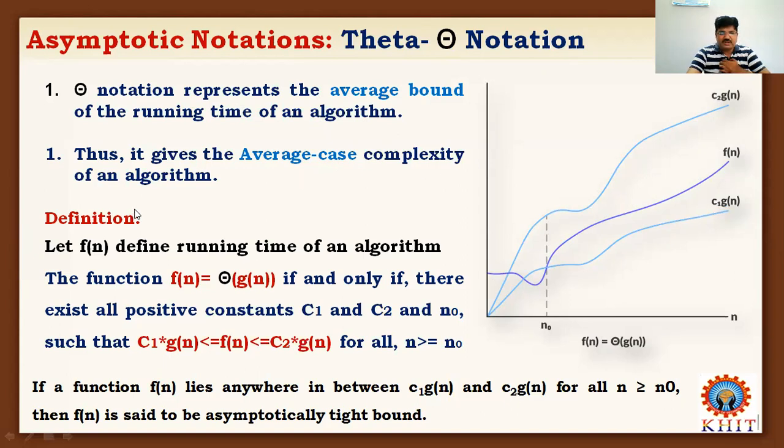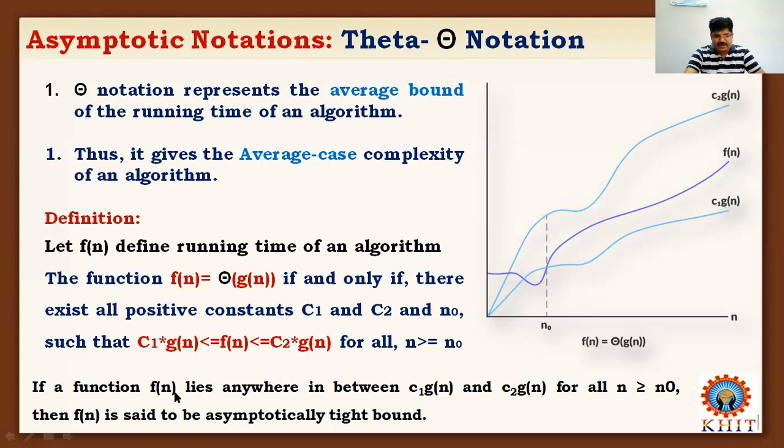And coming to the definition, the function f of n equal to theta of g of n if and only if there exist positive constants. Two constants here, one is c1 and another one is c2, and n naught, such that f of n lies between c1 into g of n and c2 into g of n for all n greater than or equal to n naught. If the condition satisfies, we can conclude that the given notation is theta notation.